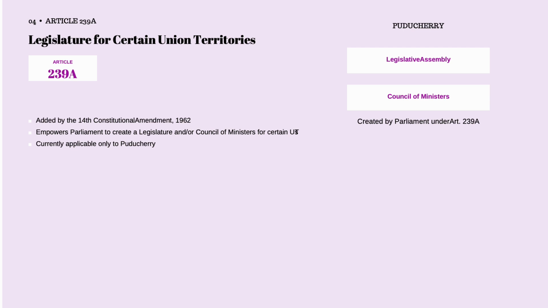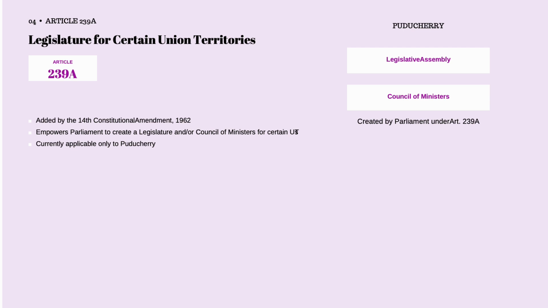Now, if you remember, I discussed with you about Puducherry being under the French, right? It was taken over from the French in the year 1962. So once it was taken over, the central government enacted Article 239A that empowered the Parliament to create a legislature, currently applicable only to Puducherry. Article 239A is applicable only to Puducherry.